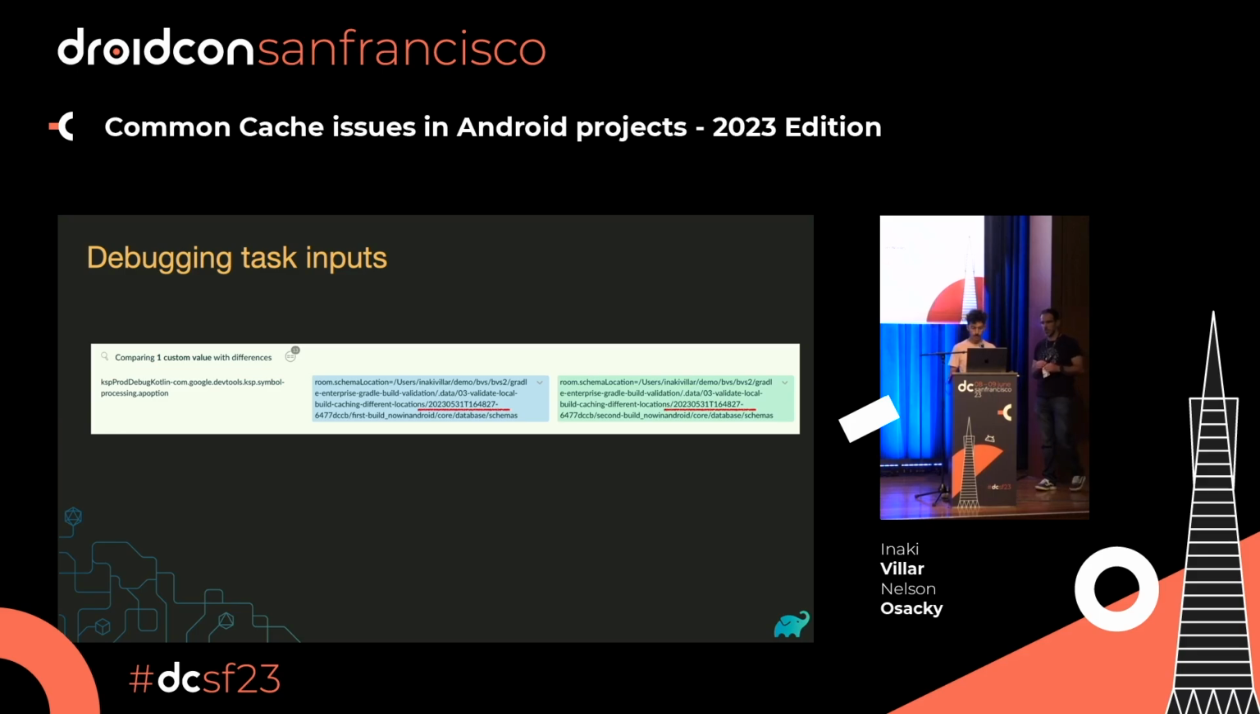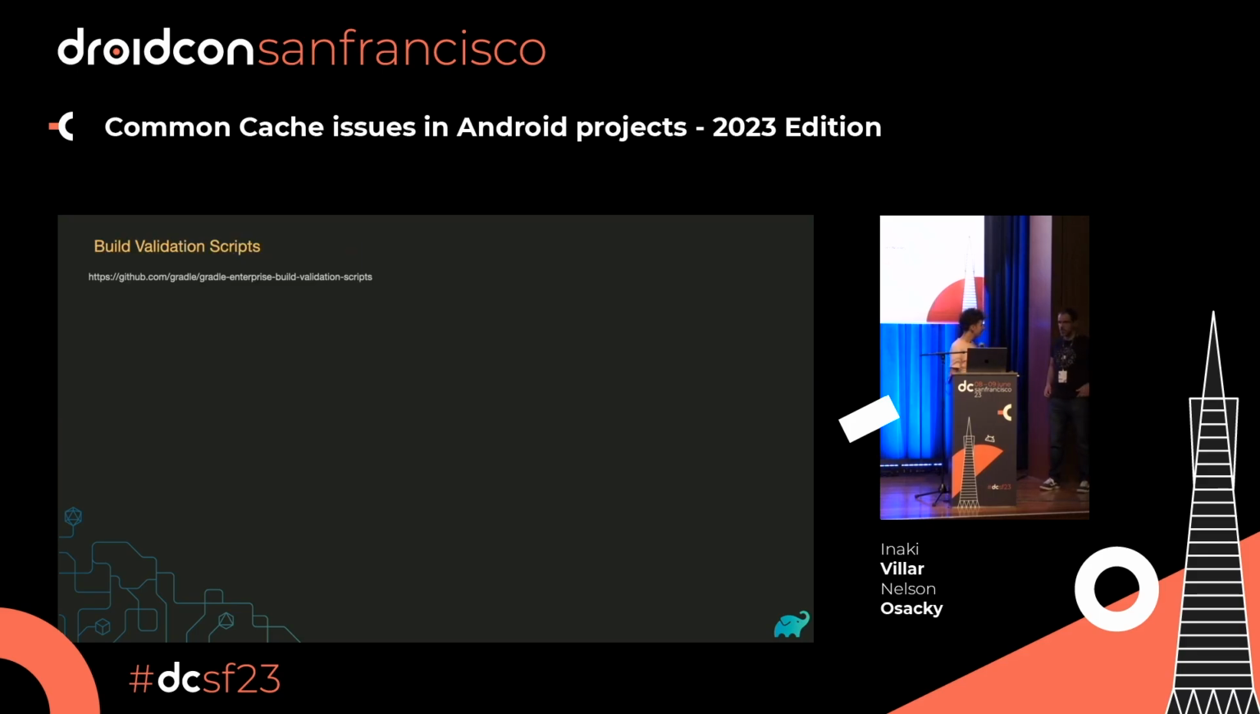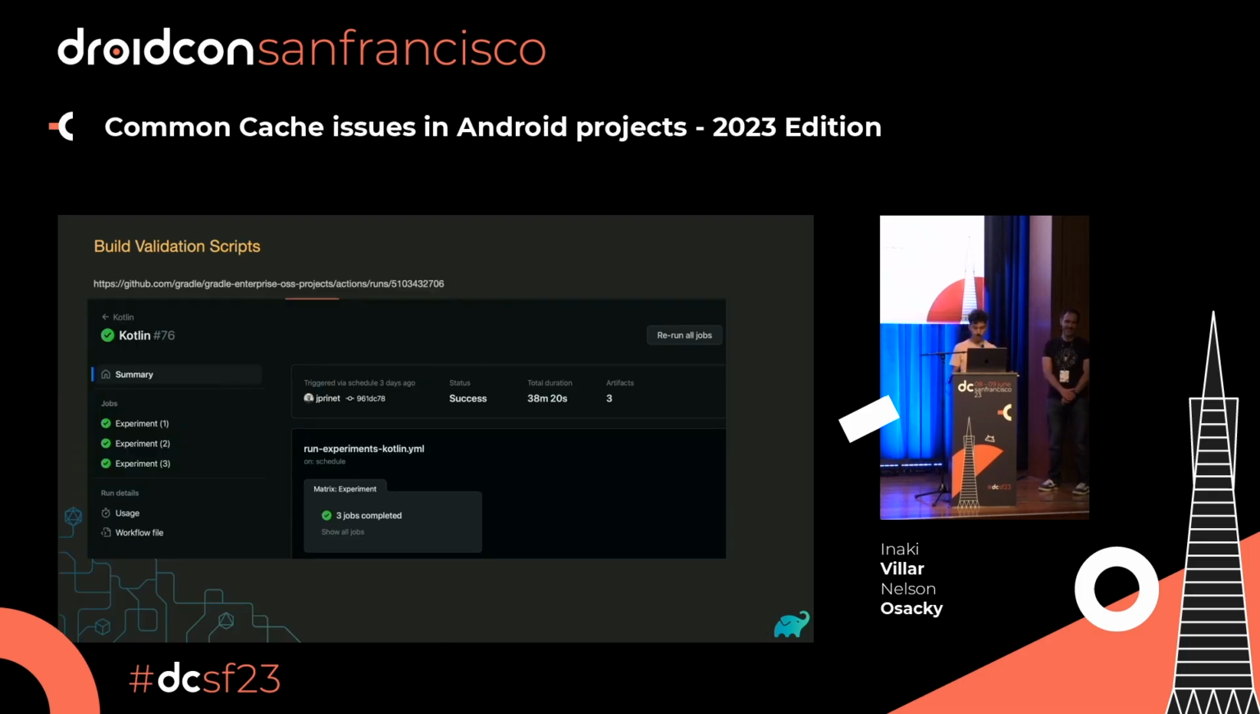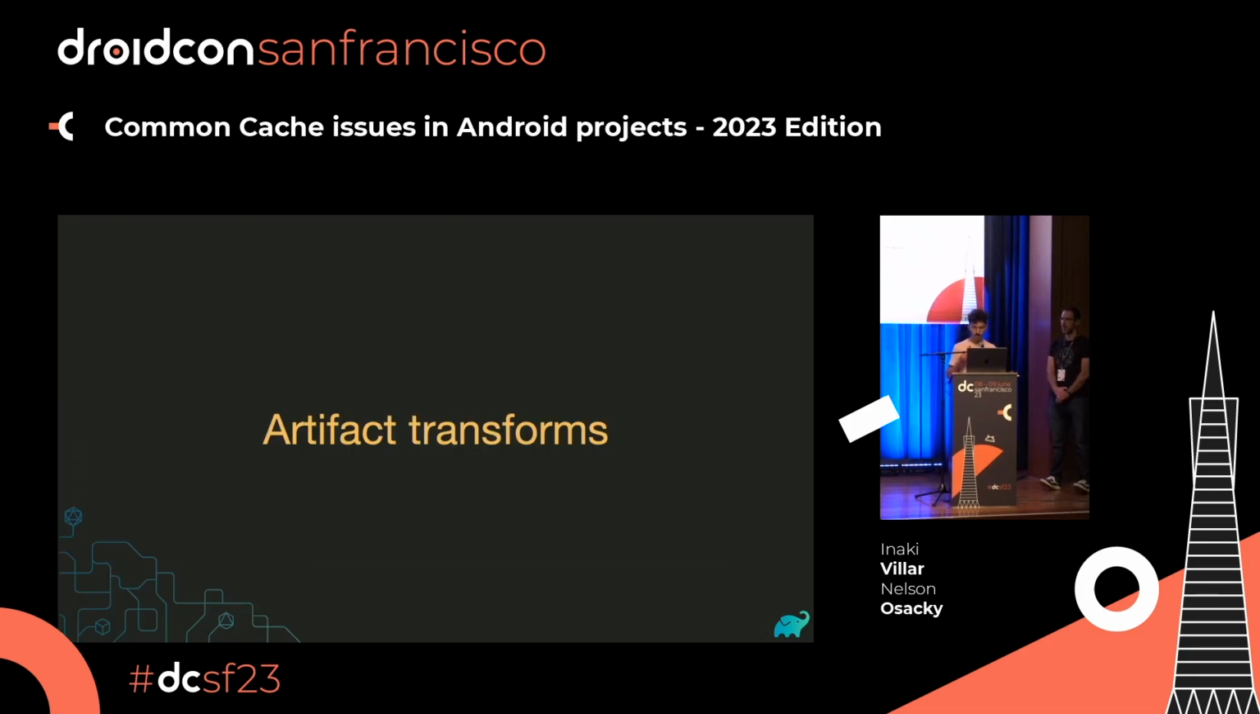All right. I think we should skip this part just because of time. We recommend the build validation scripts to test things. But what I'm really excited to tell everyone about is kind of a different thing from our presentation, but it's about artifact transforms.